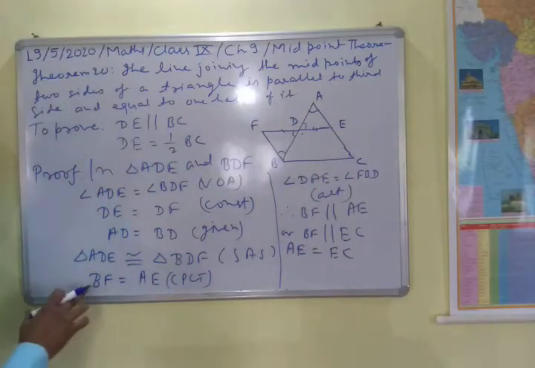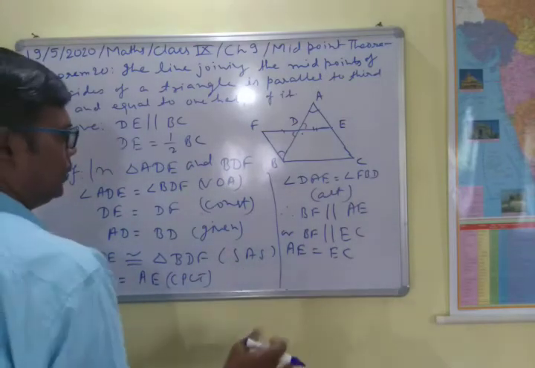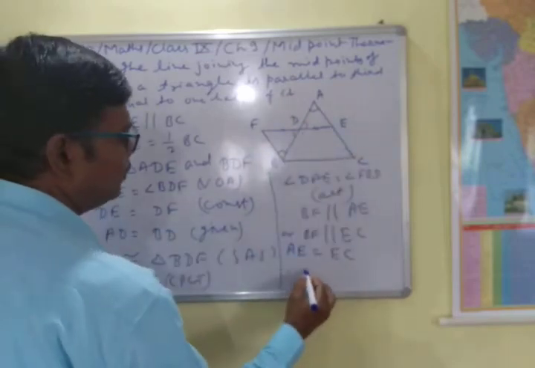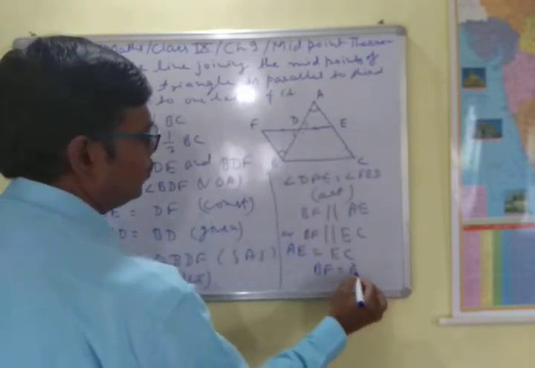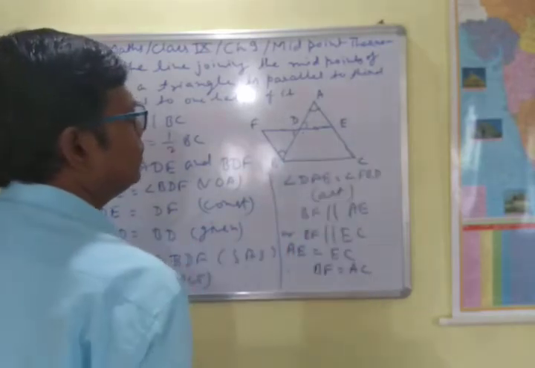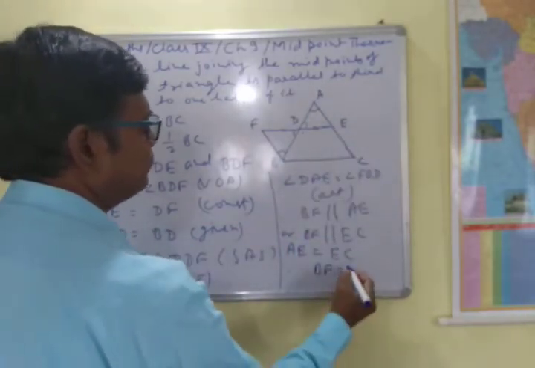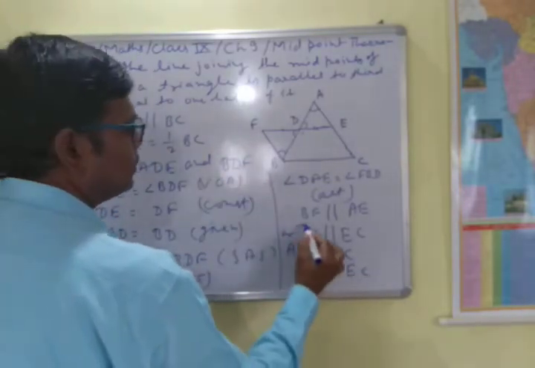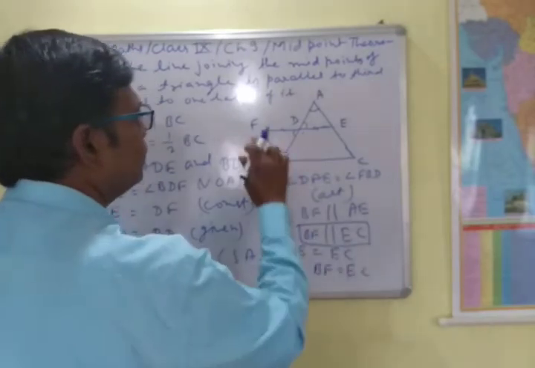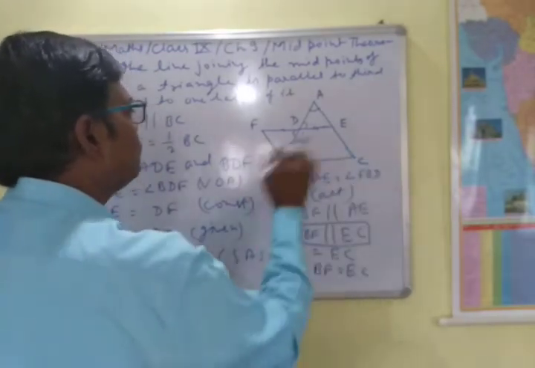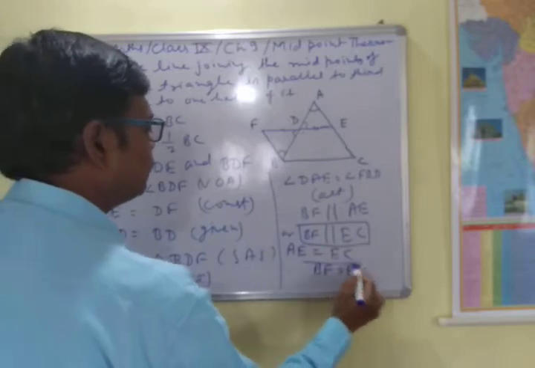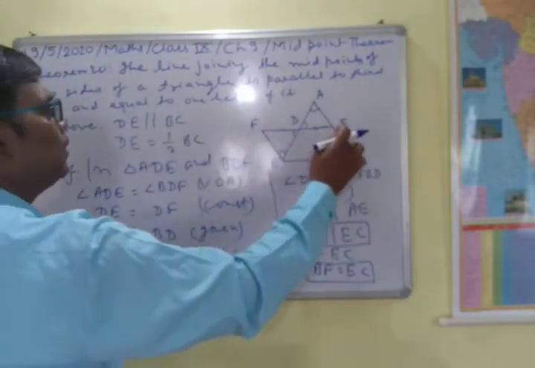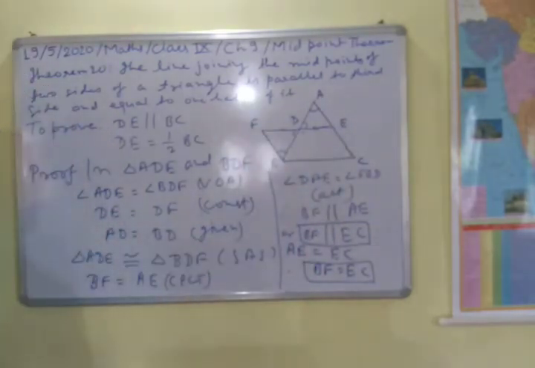So now what do you see here? That BF equal to AE and here AE equal to EC. So from these two we will say that BF equal to EC. Now BF equal to EC. So now see that BF parallel to EC, and BF equal to EC. So from these two conditions, we will conclude that the quadrilateral BFEC is a parallelogram.